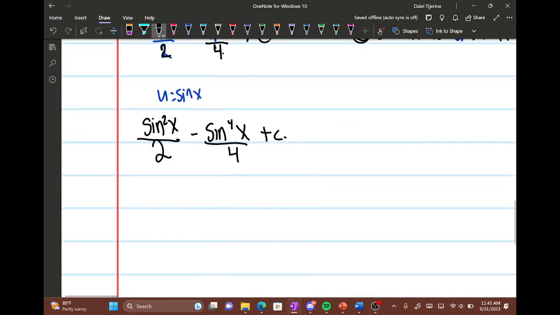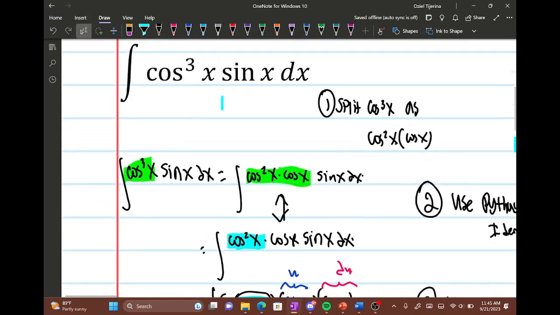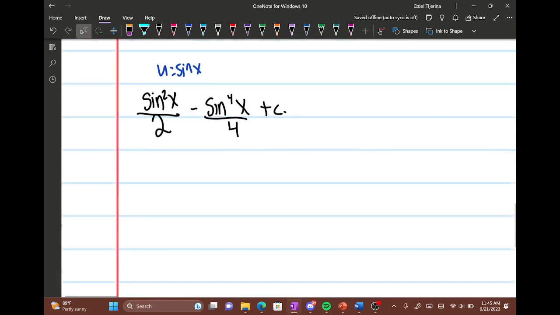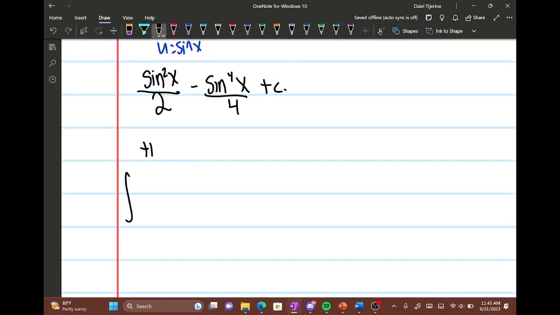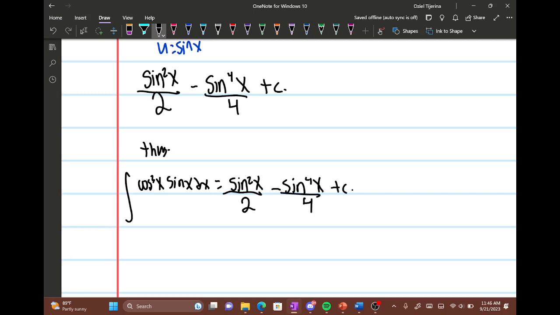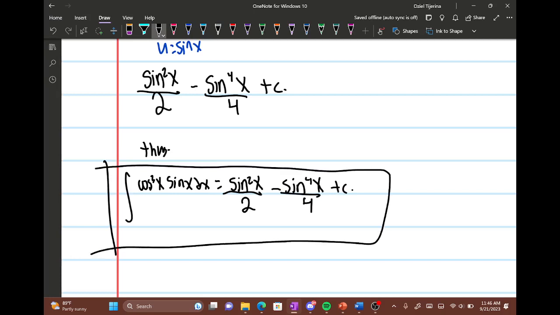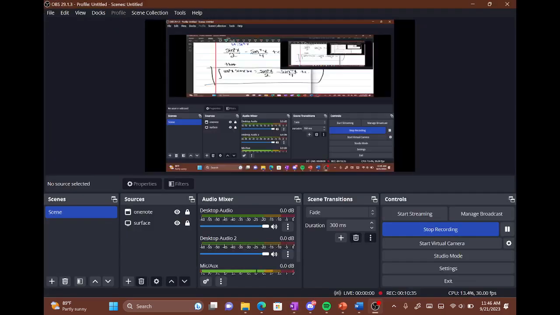Therefore, the integral of cosine cubed x sine x dx equals sine squared x over 2 minus sine to the fourth x over 4 plus my constant of integration c. And that, guys, is my final answer for this problem.